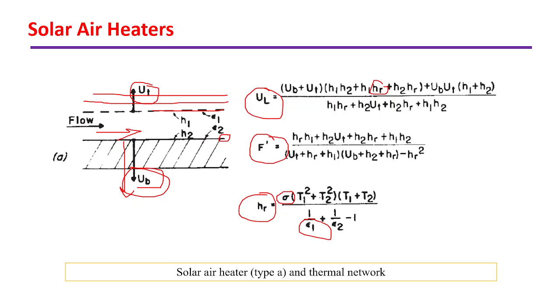The temperatures T1 and T2 are for these two systems, and when the cover plate and the absorber plate are very close, in that case we can take an average temperature instead of T1 and T2.